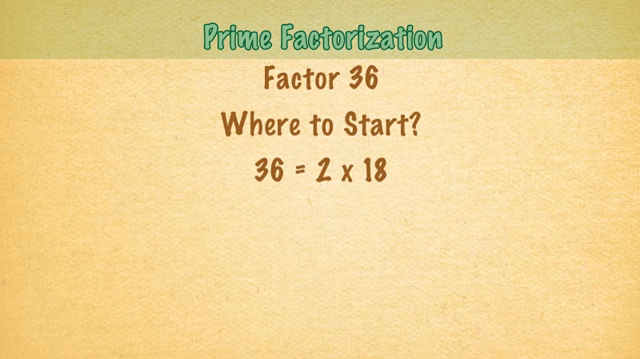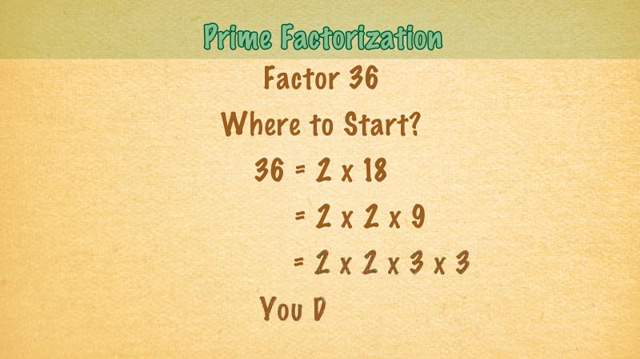18 can also be divided by 2. Now you have 2 times 2 times 9. 9 is just the product of 3 times 3. Put it all together, and you have 36 is equivalent to 2 times 2 times 3 times 3. Congratulations, you have completely factored 36 using prime factorization.